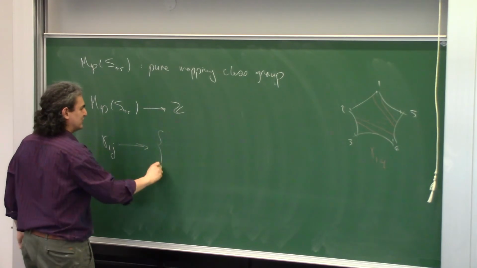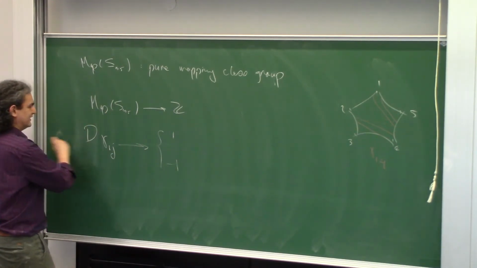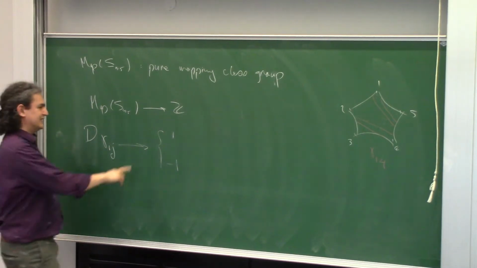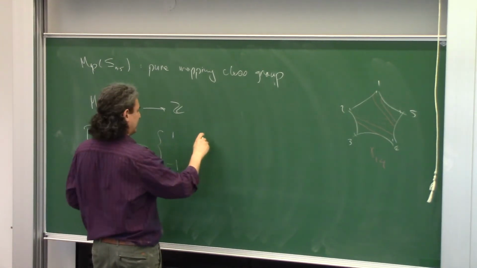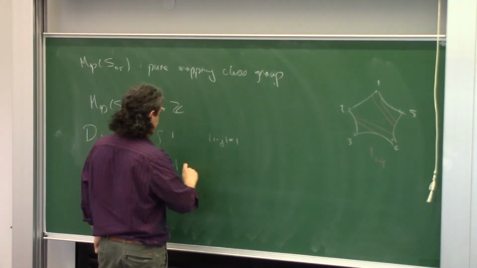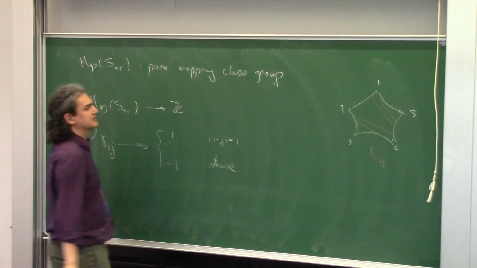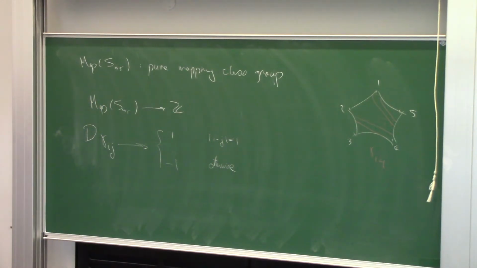And I send this to either 1 or negative 1. So a Dehn twist around this curve, I send to 1 if i and j are consecutive, and I send to negative 1 otherwise. This is an honest homomorphism.